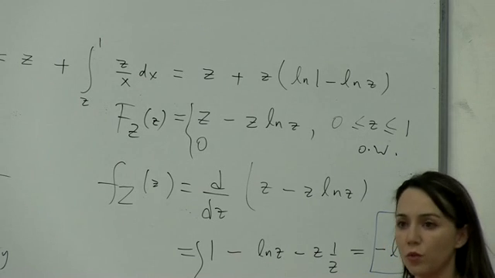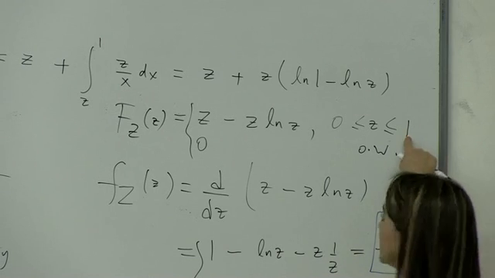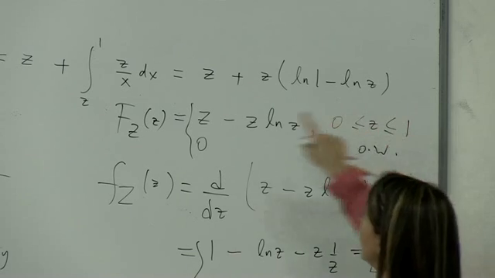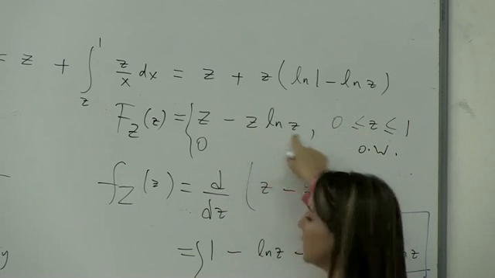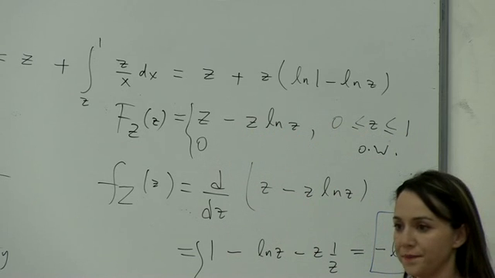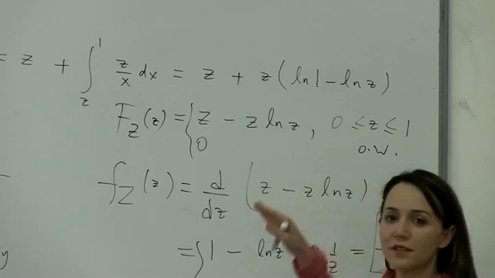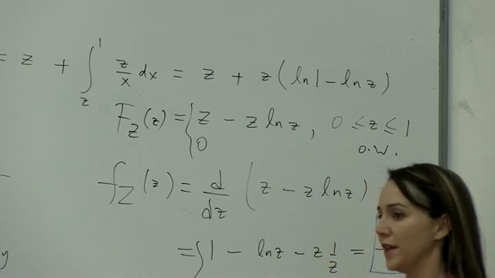Does our CDF go to 1 as z goes to infinity? We don't have to try z equals infinity. We just need to plug in z equals 1. 1 minus 1 ln 1 is really 1. So that's good. This sort of assures us that this CDF makes sense.